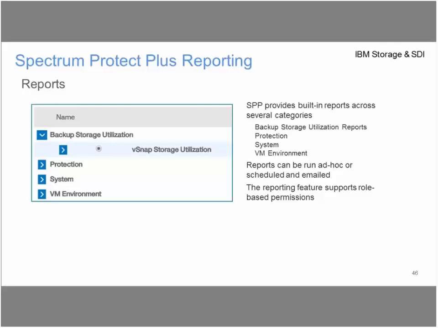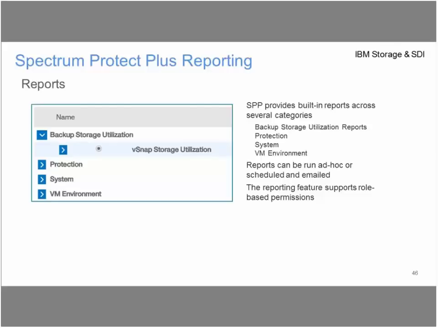So if they only have access to particular VMs, for example, when they run that VM environment report, they would only see those VMs that they have the privilege to see, right? They won't see anything else. So role-based access control extends into the reporting module of Spectrum Protect Plus as well.